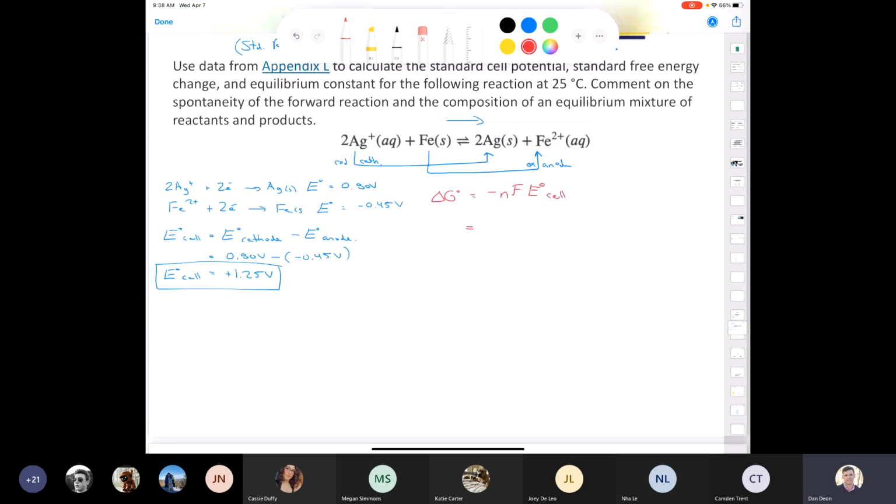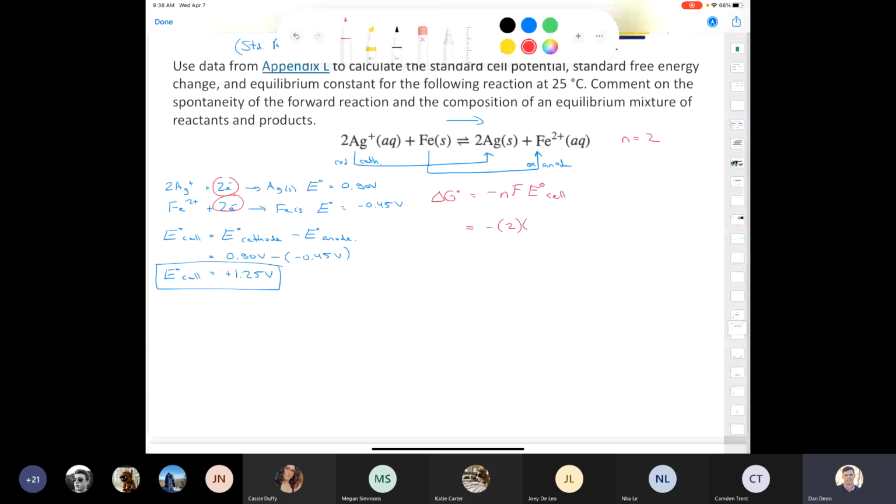How many electrons are being transferred? Well, if I have 2 silver ions that are being reduced to 2 silver atoms, I'm transferring 2 electrons. If I have iron 2+ being produced from iron, how many electrons are going to be lost during the oxidation process? The answer is 2 electrons, so my n is equal to 2. So I have negative 2 times the Faraday constant.